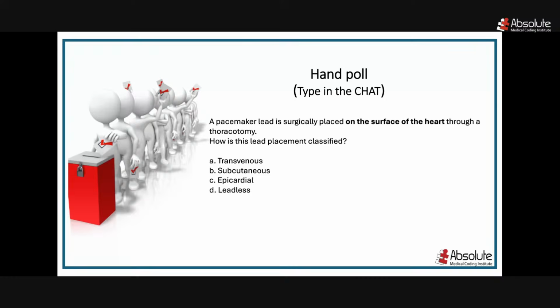Here's your first question. How is a lead placement classified in this scenario? A pacemaker lead is surgically placed on the surface of the heart through a thoracotomy. Is this a transvenous lead placement, a subcutaneous or epicardial, or a leadless placement?